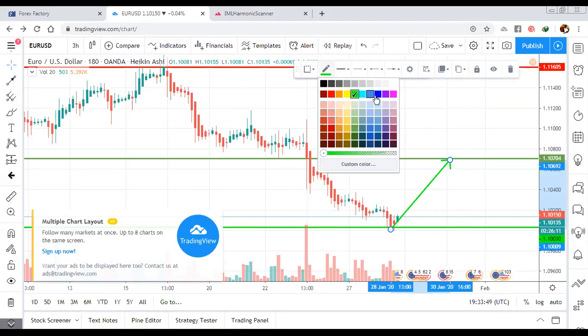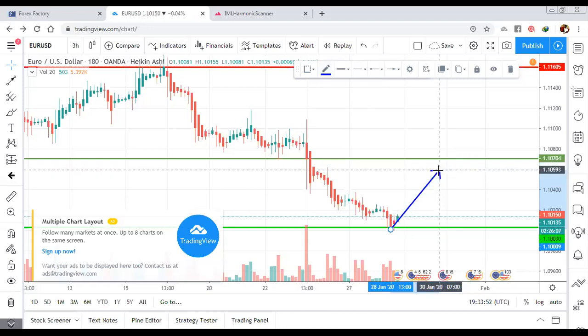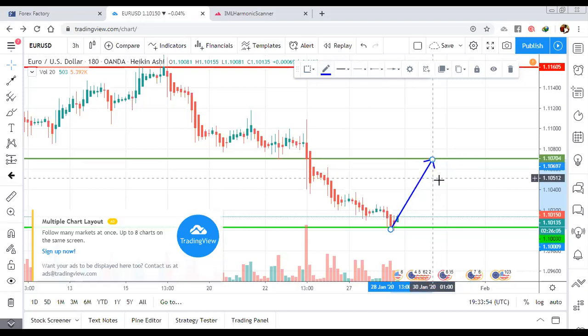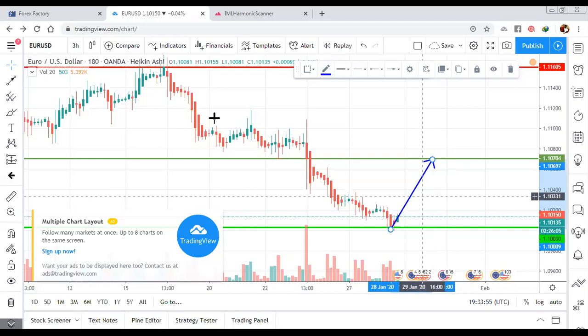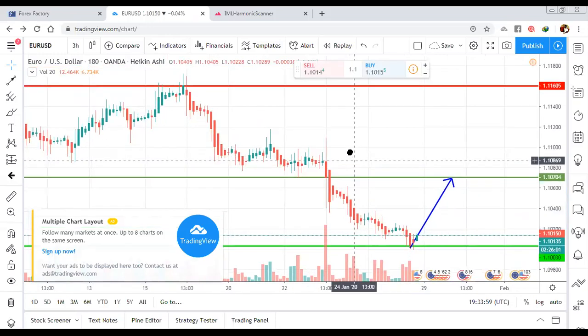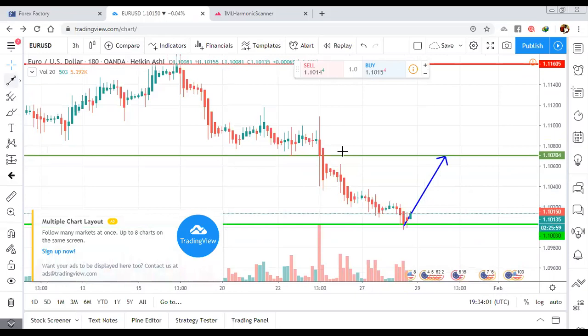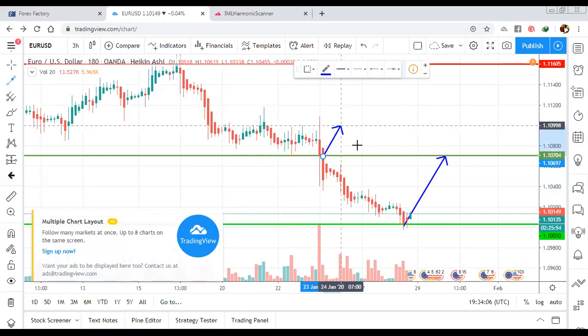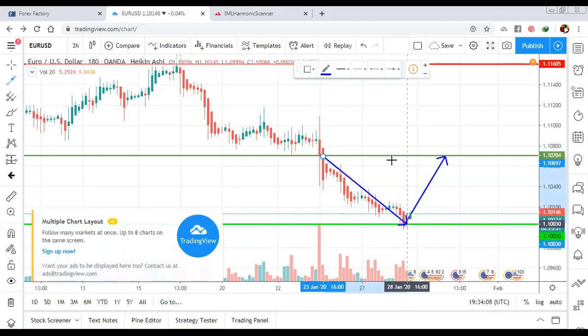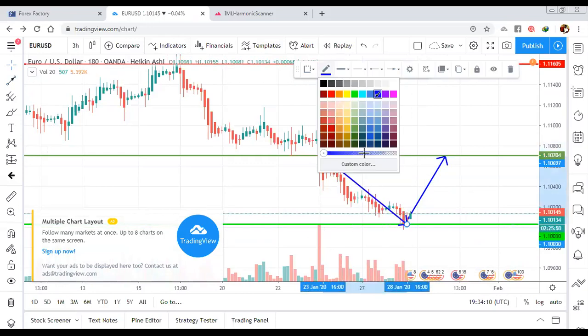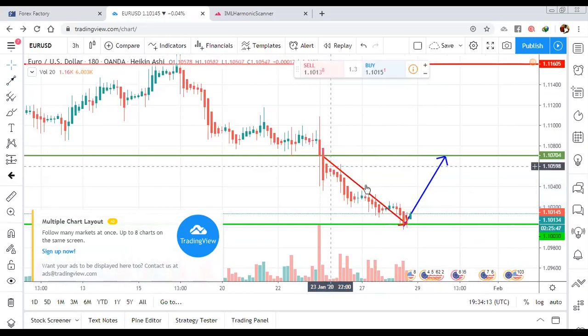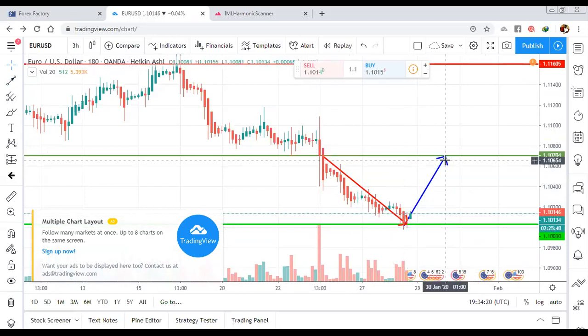Buy should be blue. Now you are expecting the market to move up. Now if you are selling, you are expecting the market to do what? Come down. As you can see, this red arrow, pointing downwards, shows a sign of sell. Then this blue arrow pointing up shows a sign of buy.